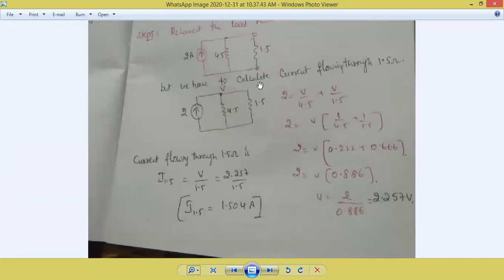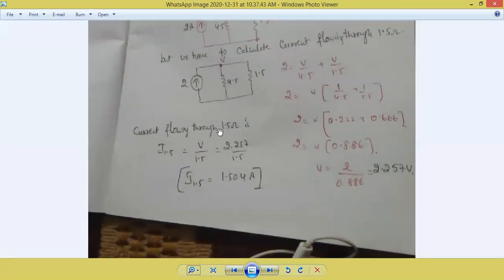Now you tell me the current flowing through 1.5 ohms. How much? Formula: V by 1.5. So here we have written the current flowing through 1.5 ohms is I 1.5, which is equal to V by 1.5, which is equal to 1.504 amperes. So it is the current flowing through the load resistor using Norton's theorem.